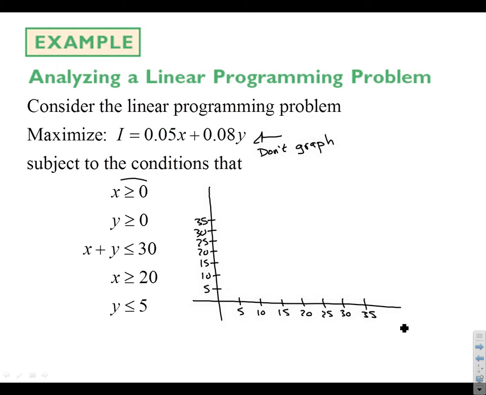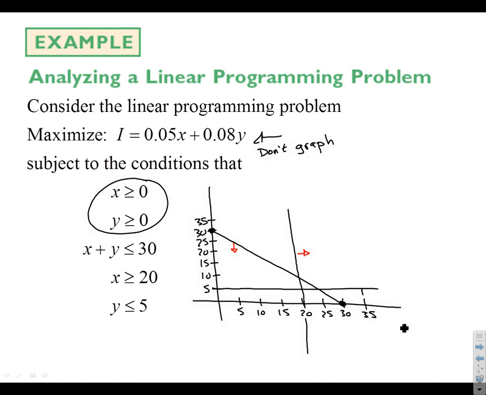All right. These two are saying we're in the first quadrant, so we're already good there. X plus y is less than 30, so using intercepts, we can connect those, and we're going to be below that. X is greater than 20, so we're going to be on this side here, and y is less than 5. We want to be below this one and below that other line, so it looks like our perfect region is going to be right in here.